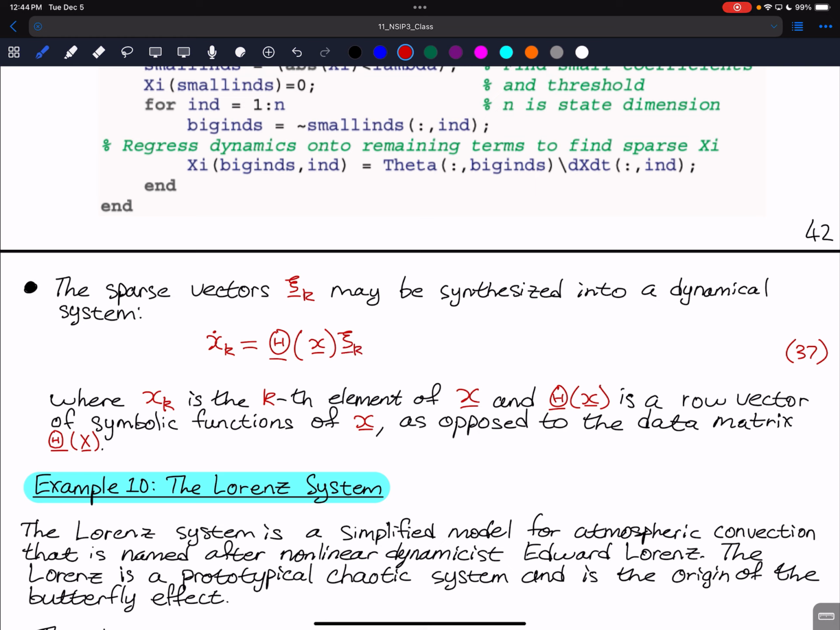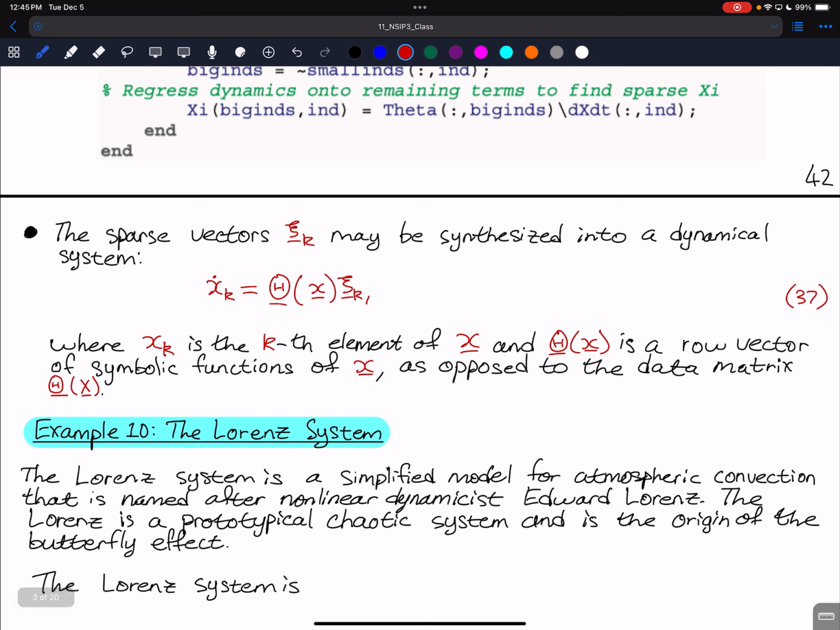So the key thing here is that equation 37 is a symbolic equation. It's not a data matrix like we were dealing with before. What we've now done is identified the parameters in that C matrix, which tells us which functions in theta to keep, and we're now inserting an analytical variable x into that, or all of the different state variables into that library of candidate functions. So effectively what we now have are the equations of motion, in this case, as reproduced by the SINDy algorithm.